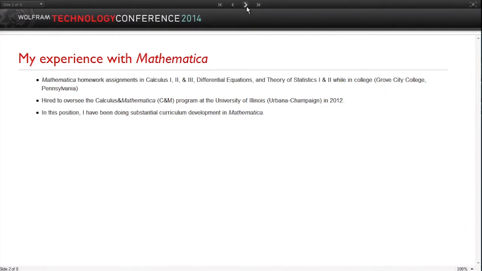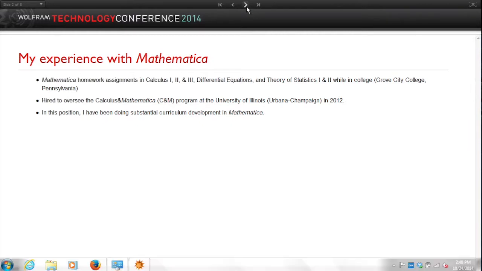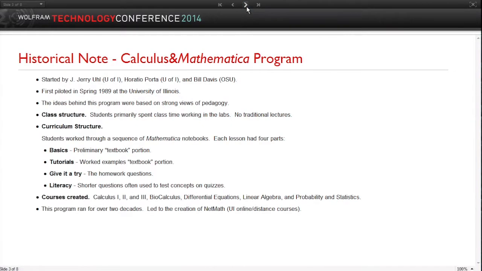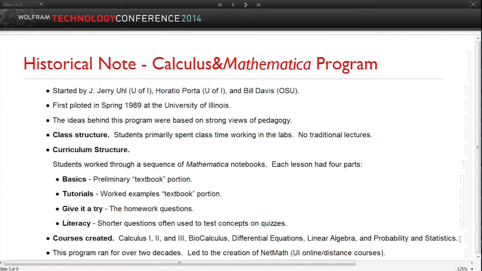So for those who might not know, what is the Calculus and Mathematica program? Historically, it set the precedent for Mathematica to be incorporated as the computer algebra system of choice at the University of Illinois. It was started by 3 professors, Jerry Uhl, Horacio Porta, and Bill Davis, of the U of I and Ohio State University, respectively. It was first piloted in the spring of 1989 at the U of I. The ideas behind this program were based on very strong views of pedagogy, that students should be experiencing the math through the realm of Mathematica.